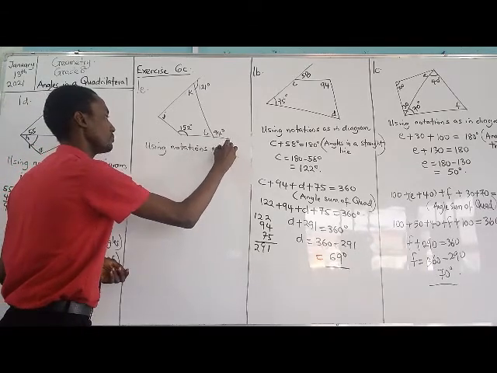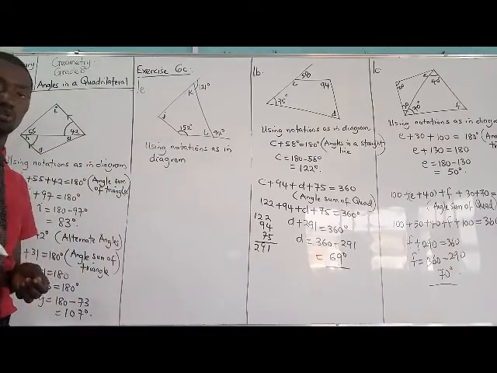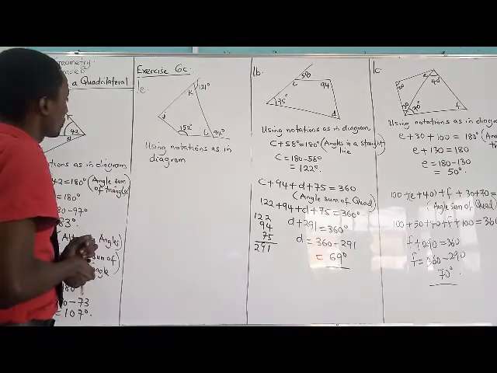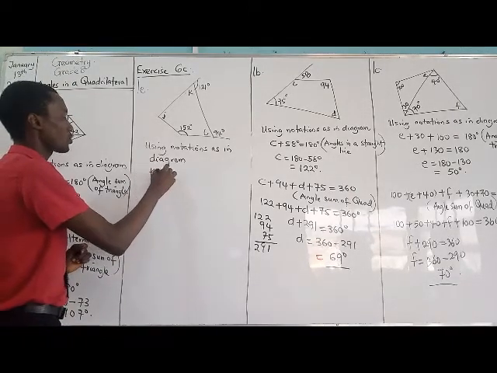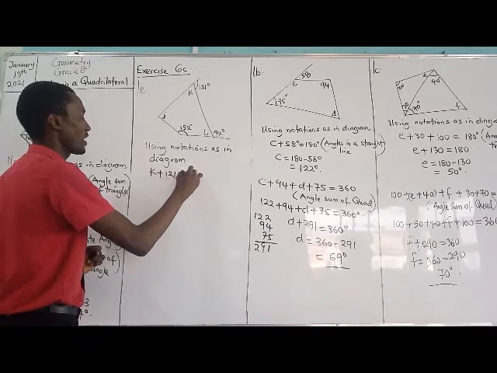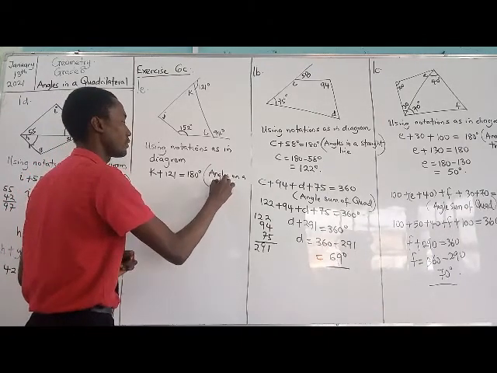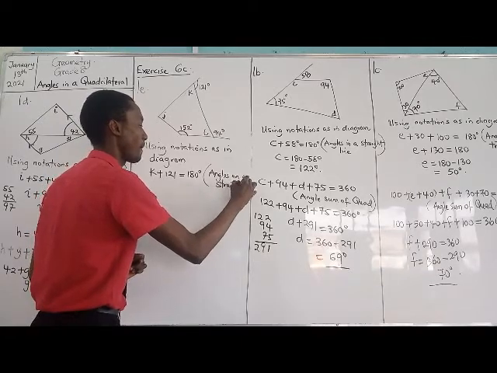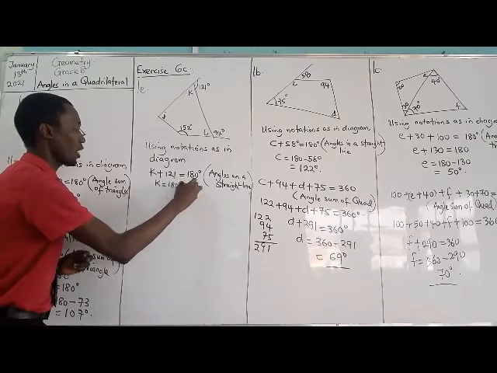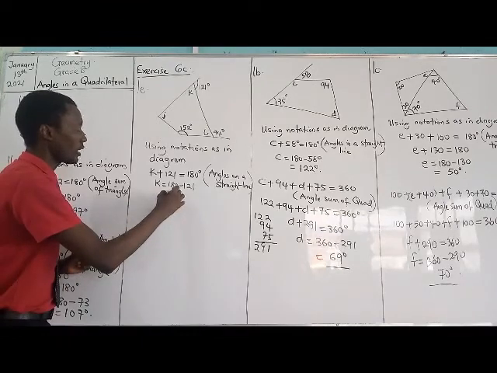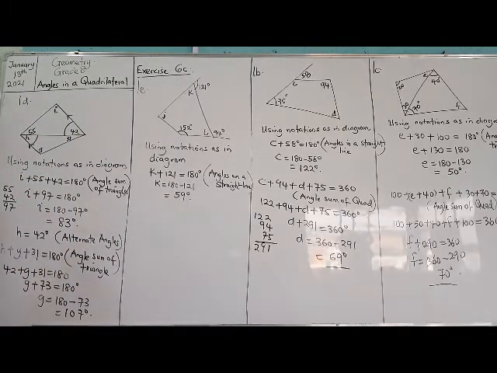In this particular exercise, we're told to look for all the angles of the quadrilateral. So this will mean K plus 121 equals 180 degrees. What's the reason? Angles on a straight line. So with that, I can now get that K will be equal to 180 minus 121, which invariably will give me 59 degrees. 59 degrees will be the answer to that.